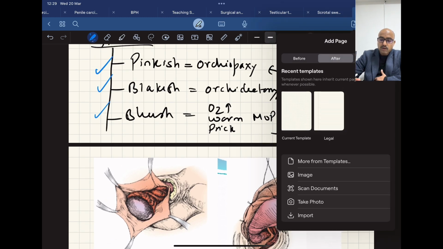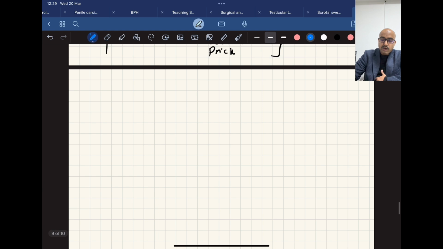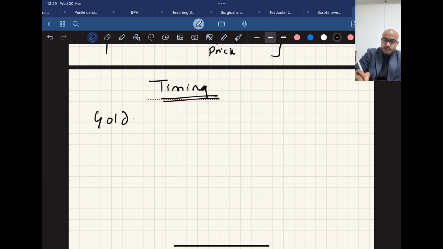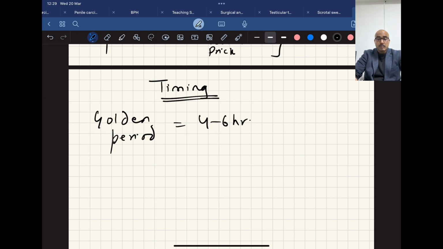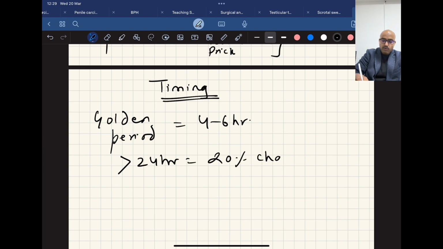Now the question is, what is the golden period? What is the ideal time? This is very important for management as well as for the question in the exam. Timing. Okay, the golden period is 4 to 6 hours. If you can do this surgery within 4 to 6 hours of onset of pain, then you can save the testis. If the patient comes to you late, more than 24 hours, then there is only a 20% chance of saving the testis. So here time is money, right? If the patient comes to you on time, then don't waste it. Confirm by Doppler.